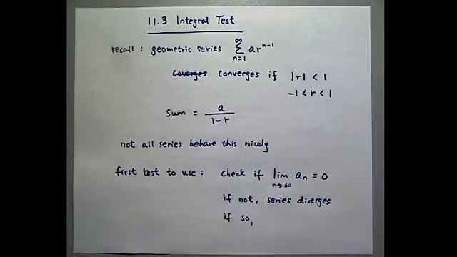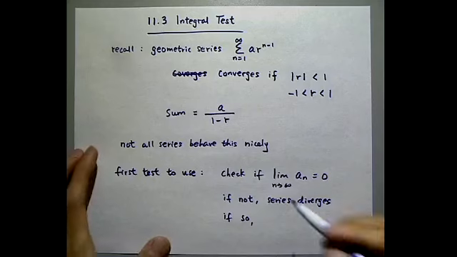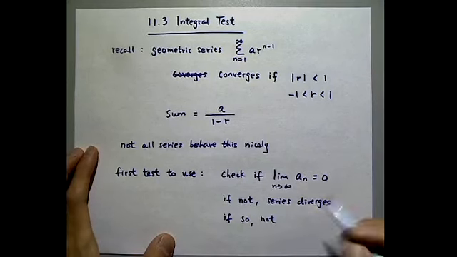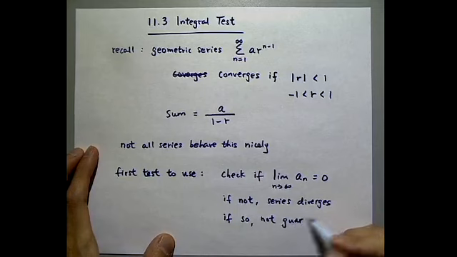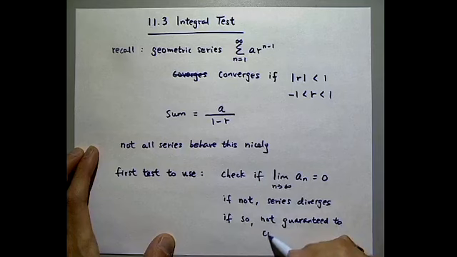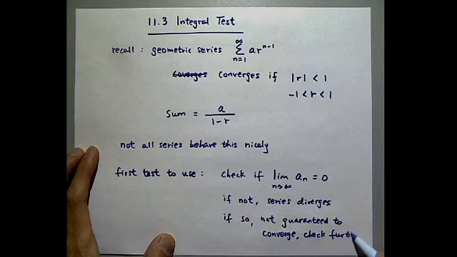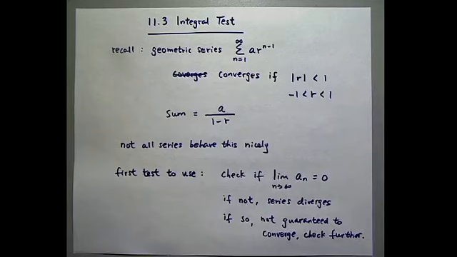What does it mean if it does go to 0, though? Does it mean it converges? No, it means that it might converge. It means that there's a chance for that series to converge. So there's reason to look into that series a little bit more in depth. Okay?